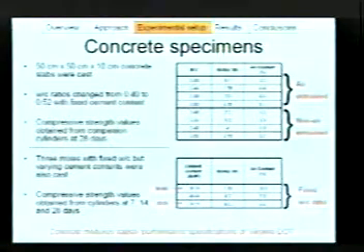As you can see, we used 3 mixes. One had a very low cement content, which from now on I'll call the lean mix, and one with a really high cement content in comparison to the normal ACI recommendations, which I will refer to as the rich mix.